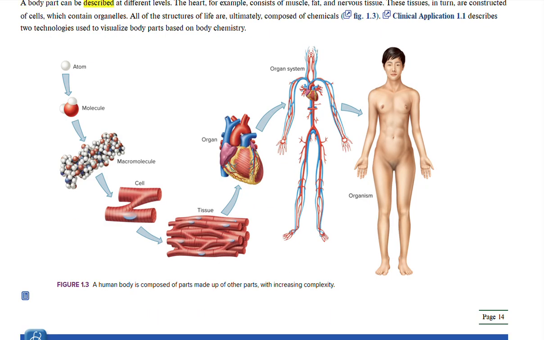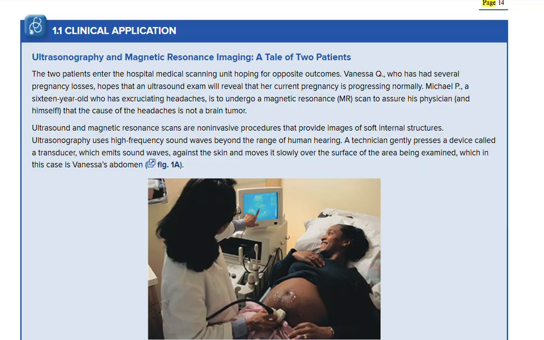A body part can be described at different levels. The heart, for example, consists of muscle, fat, and nervous tissue. These tissues, in turn, are constructed of cells, which contain organelles. All of the structures of life are, ultimately, composed of chemicals. Figure 1.3. Clinical Application 1.1 describes two technologies used to visualize body parts based on body chemistry.